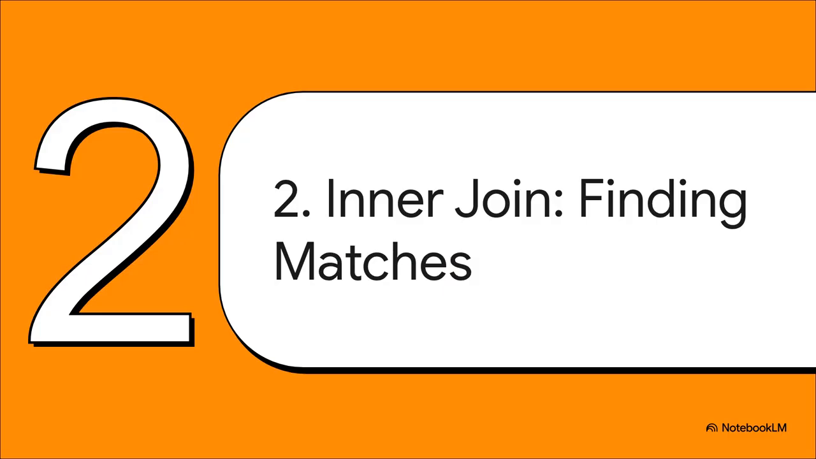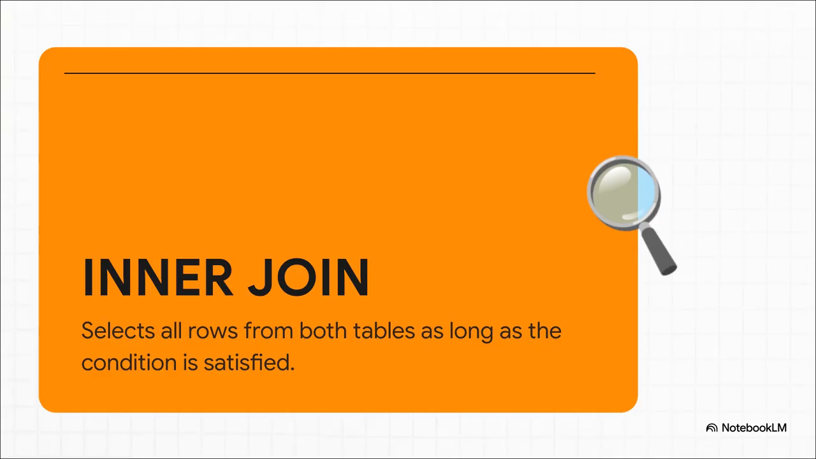On to section 2, the inner join. This is the workhorse. It's the most common join you're ever going to use, and it is all about finding those perfect matches. If there's one word you need to remember for an inner join, it's only. It looks at two tables and pulls out only the rows that have a match in both of them. If a record in one table can't find its partner in the other, it's out of there. No match, no entry. Simple as that.